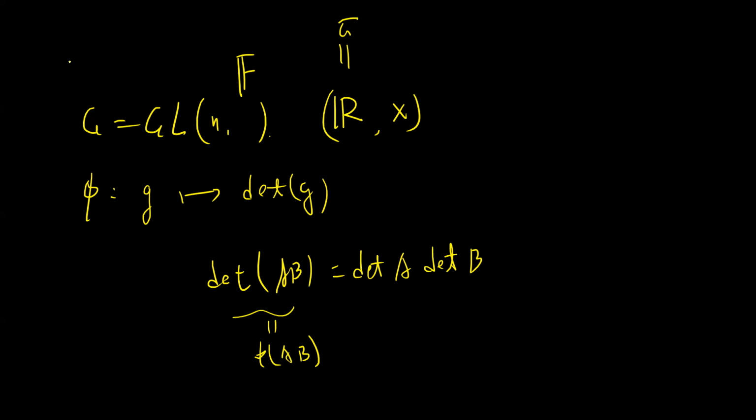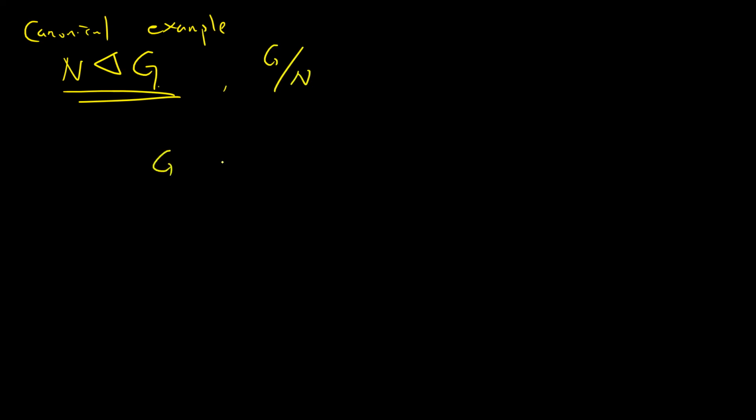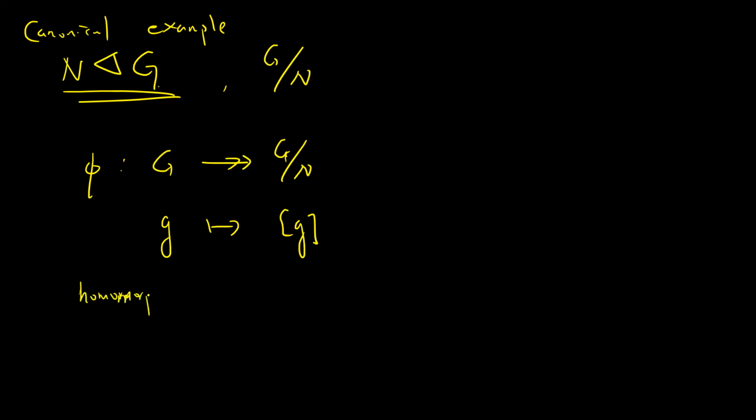Okay, so we already said that. So let's say we have a canonical example. I already said that if N is a normal subgroup of G, then I can construct G quotient N. So there is a surjective map from G to G quotient N, and let's call it phi. So just map the element g to its representative in G quotient N. Obviously this is a homomorphism. The proof is trivial.